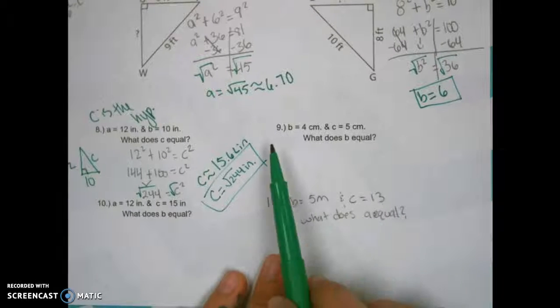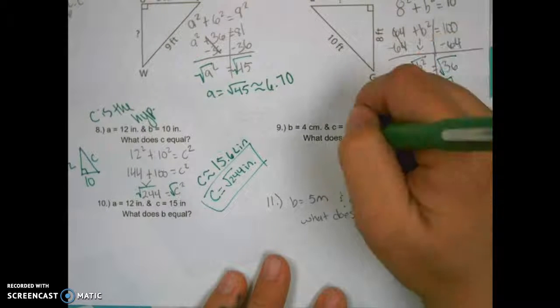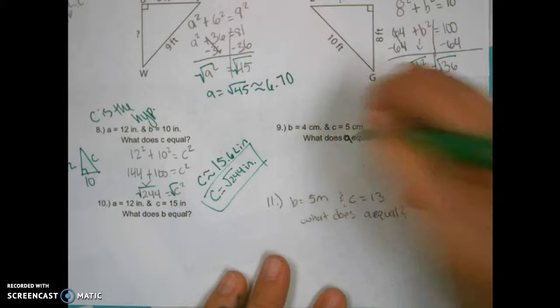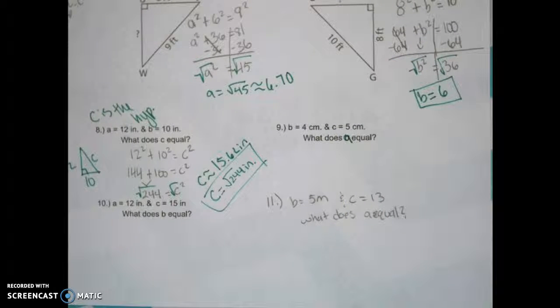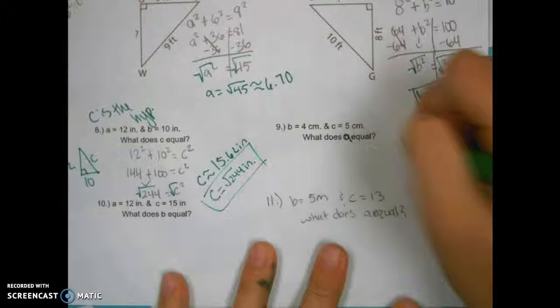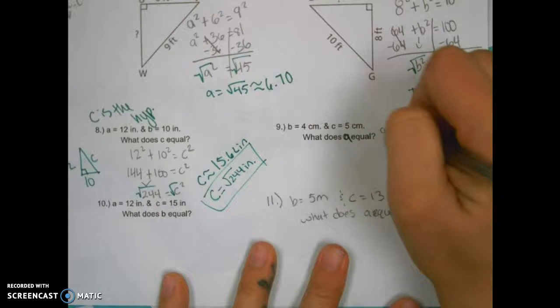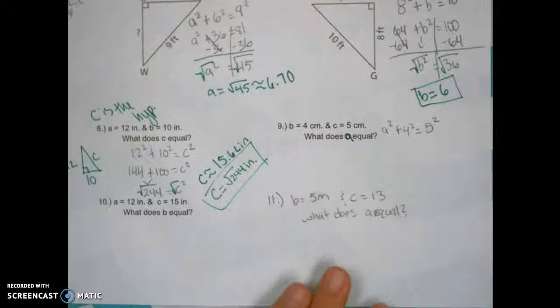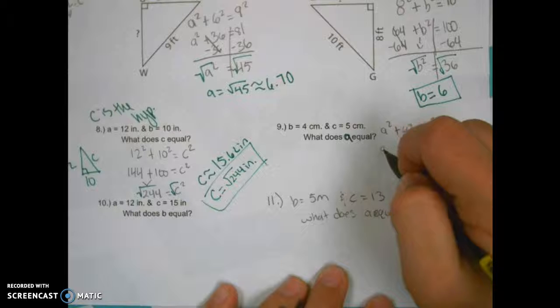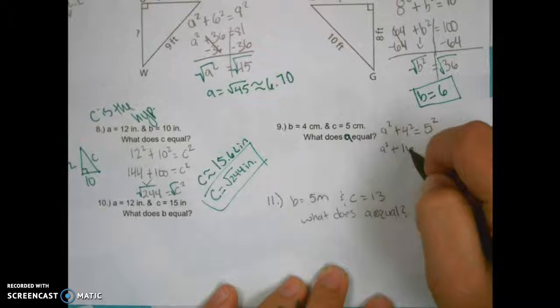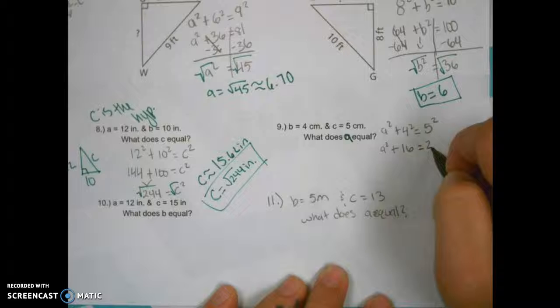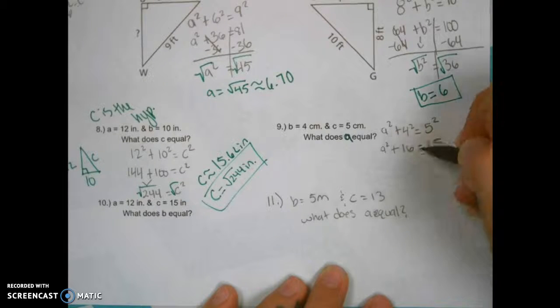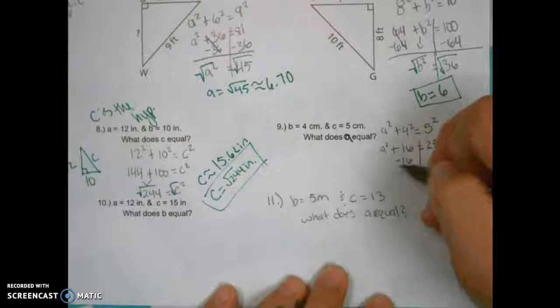So the next one I have b and c. So this should be a. What does a equal? I have my b, which is 4, and my c, which is 5. I don't know what my a is. So a squared is going to be left alone, and 4 squared is 16. 5 squared is 25. Next thing I need to do is get a by itself by subtracting 16.